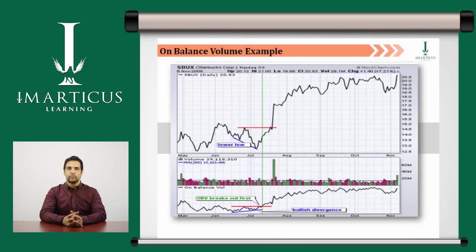OBV went on to break resistance before SBUX broke resistance. This was the classic case of volume leading price. SBUX broke resistance a week later and continued above 20 for a 30+% gain.